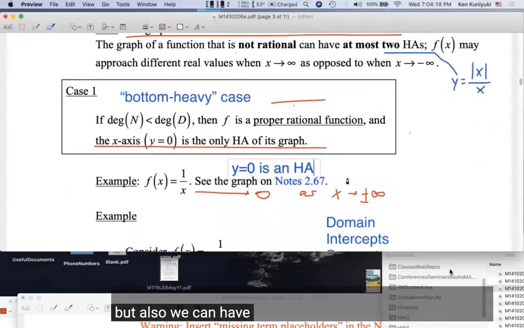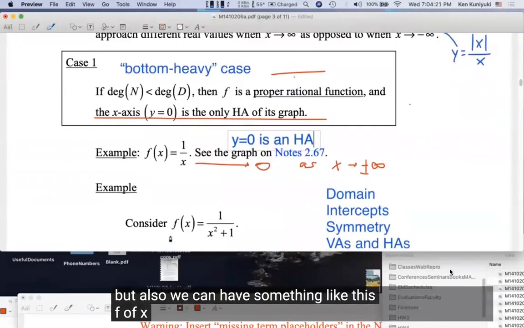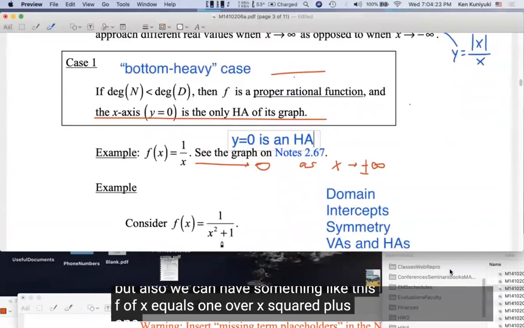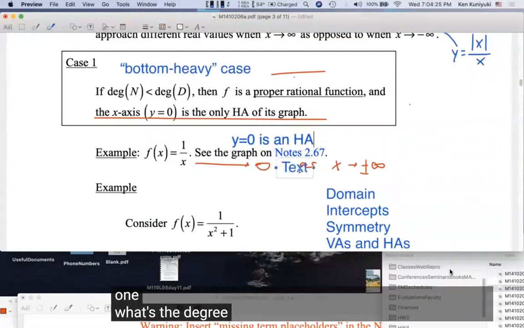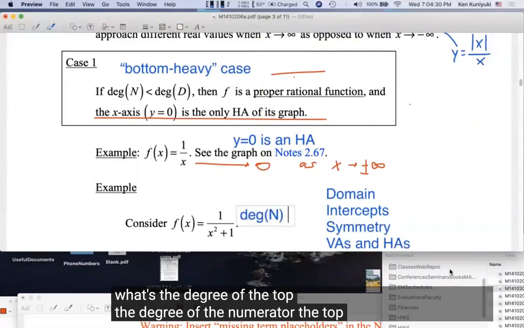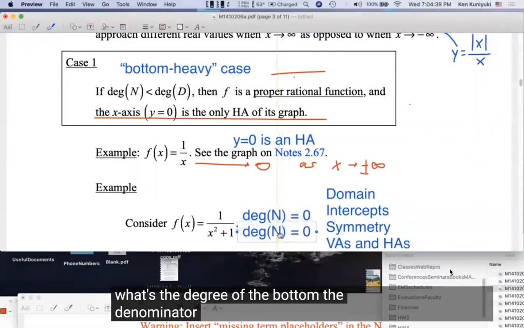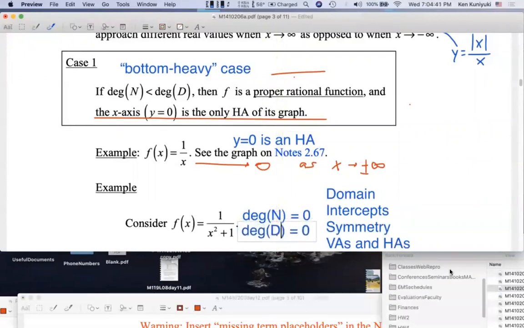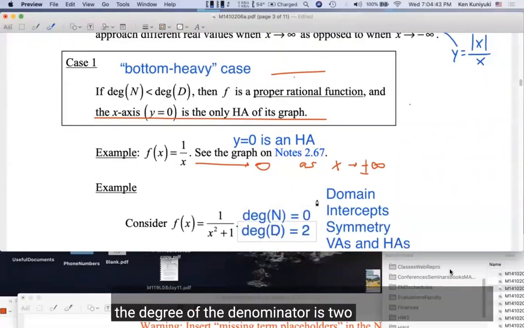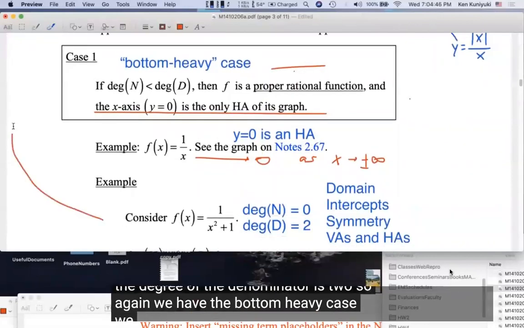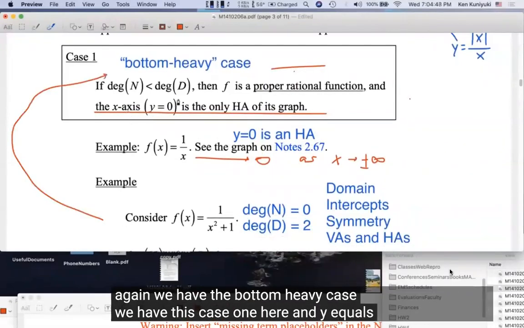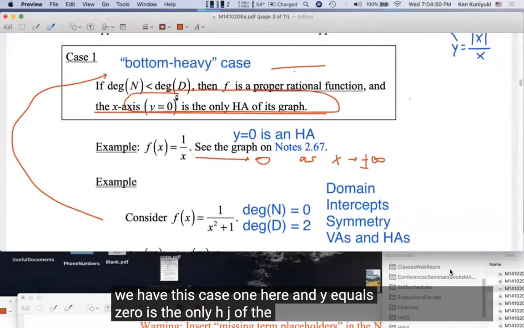But also, we can have something like this. f of x equals 1 over x squared plus 1. What's the degree of the top? The degree of the numerator, the top, is 0. The degree of any non-zero constant is 0. What's the degree of the bottom, the denominator? The degree of the denominator is 2. So again, we have the bottom heavy case. We have this case 1 here. And y equals 0 is the only HA of the graph.